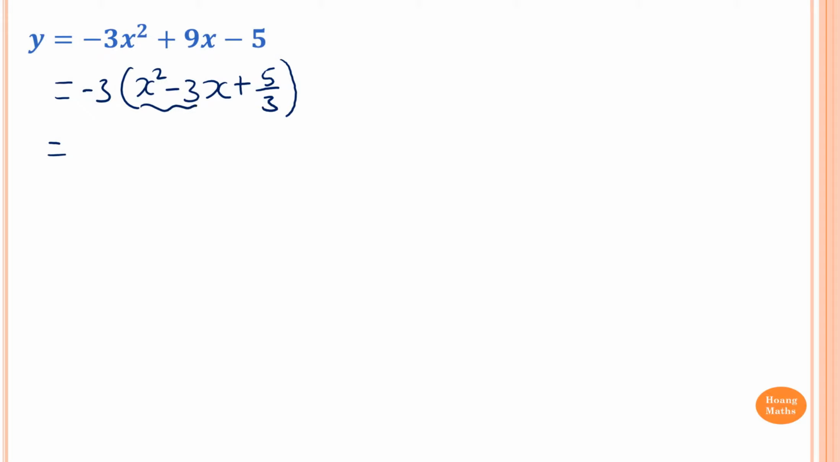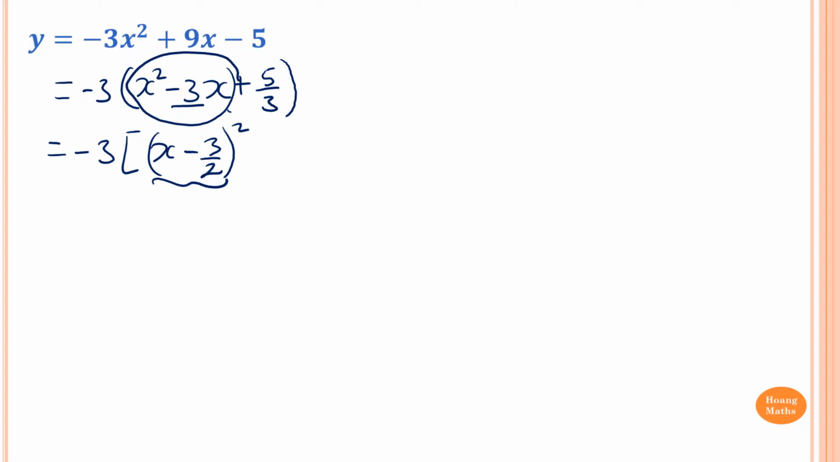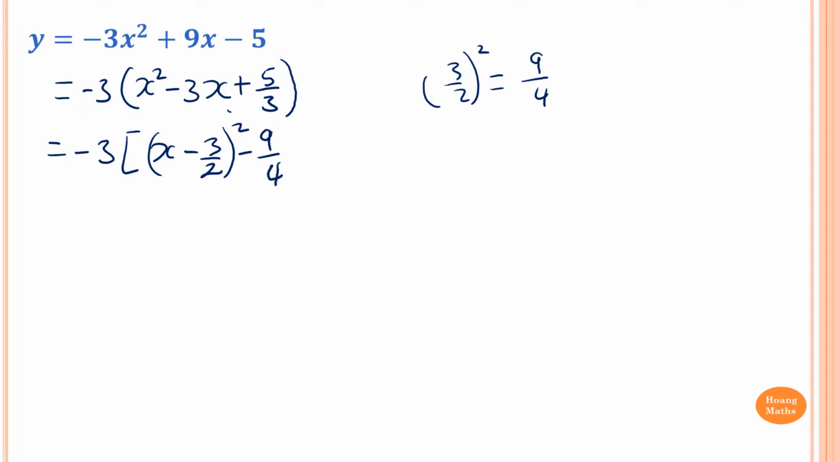Now I put this in the perfect square form. So I just write negative 3 down first. All I need to do is take half of negative 3, so it becomes x minus 3 over 2 all squared. Now if I expand this bracket out, it will give me the 3 over 2 all squared extra. So 3 over 2 all squared is equal to 9 over 4. So I just take this 9 over 4 out, so that's the same now. So for this 5 over 3, I just write this down, so plus 5 over 3.